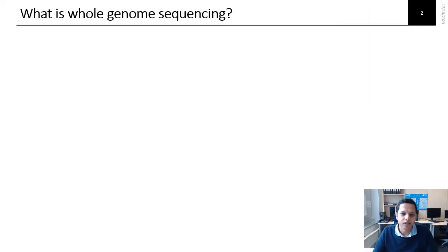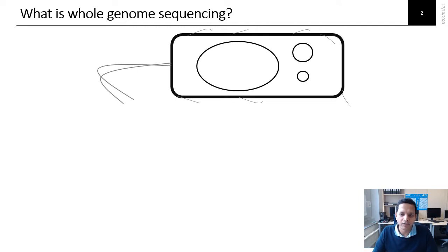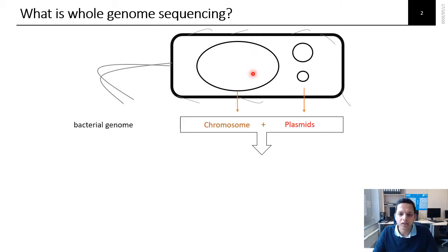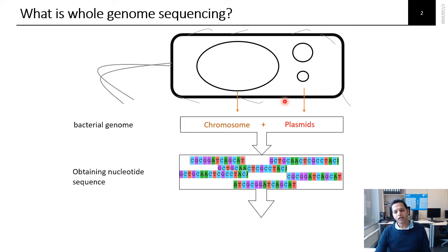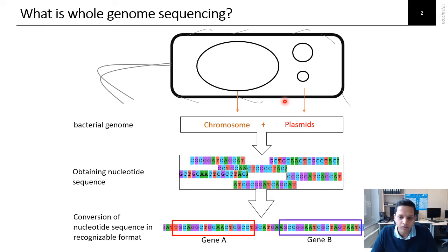Okay, let's start. First, let's see what whole genome sequencing is. By definition, whole genome sequencing is to obtain the complete nucleotide sequence of a given organism. In the case of bacteria, it essentially comprises the chromosome, but also extrachromosomal elements such as prophage and plasmid. By using a normal DNA isolation kit or protocols used in any common laboratory, the whole genome can be isolated and then sequenced on different platforms or machines, and then we translate this data in a recognizable way in order to identify what genes are encoded on this genome.